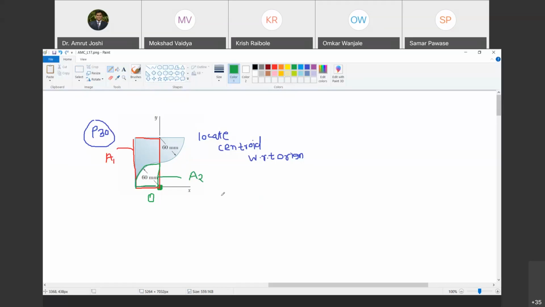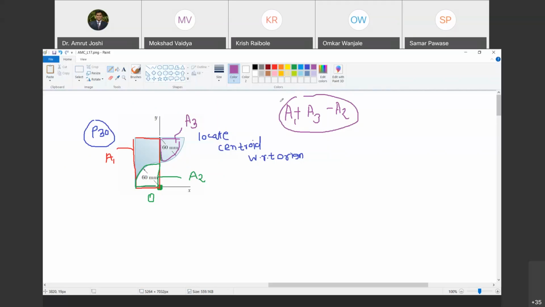Do we know the centroid of a quarter circle? Yes. And the third area that we are going to take is this quarter circle. Are you with me? Yes, sir. And I'm going to call this A3. So A1 is additive, A3 is additive, and A2 is subtractive. Do you agree with me? Yes, sir. In A1 plus A3, if I subtract A2, I get the original figure. Do you agree with me?